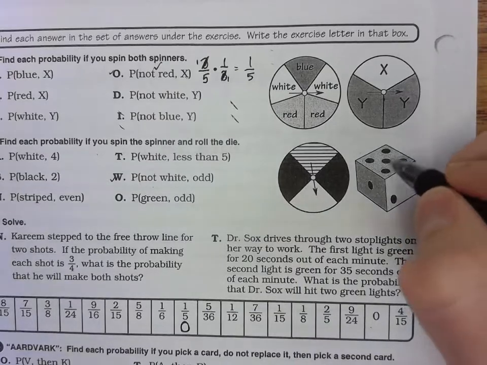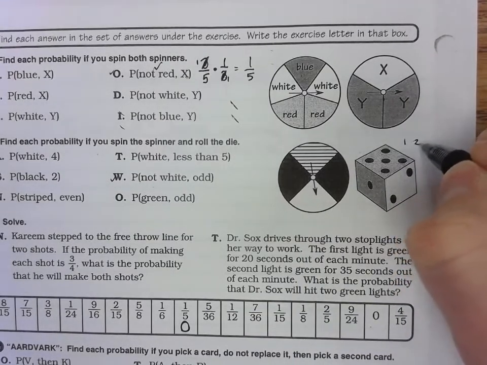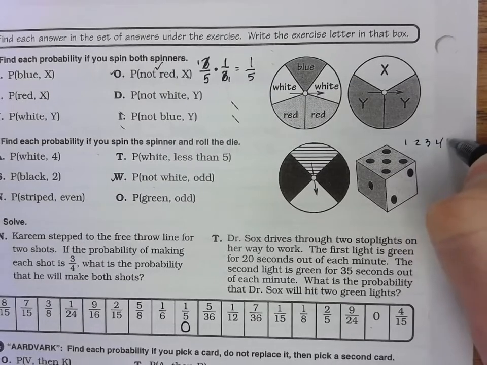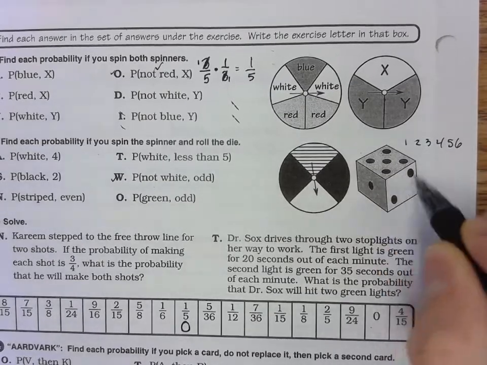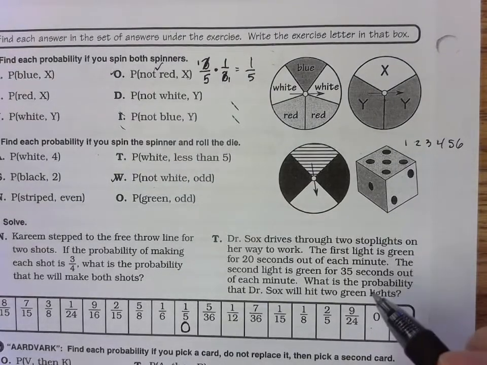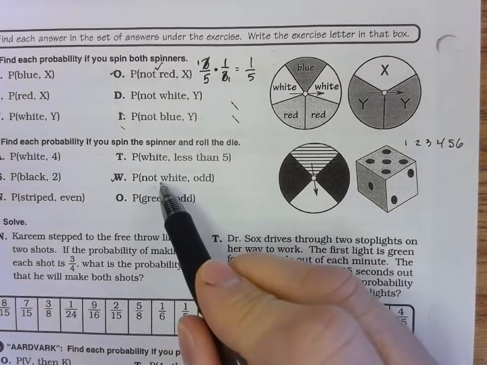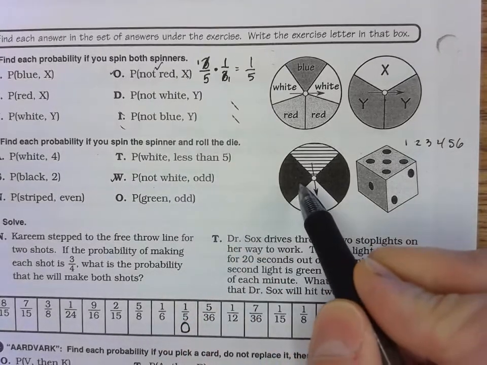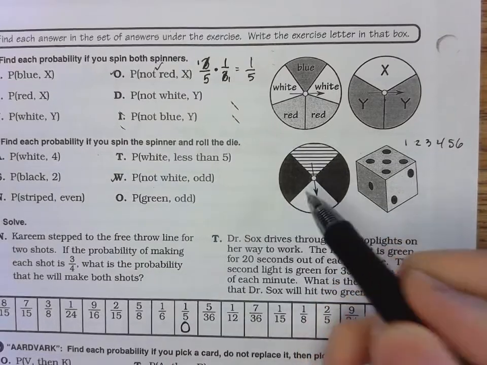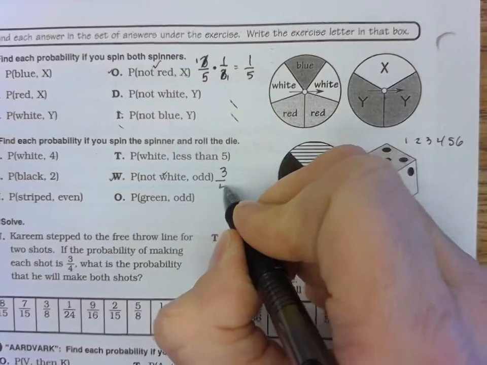Just remember, even though you can't see all the numbers, you know this has a 1, 2, 3, 4, 5, and 6 on it. Even though you can't see the other 3 sides, it is a 6-sided die, or number cube, with 1 through 6 on it. This one asks, what's the probability of not white? Not white would be 1, 2, 3 out of the 4. So that would be 3/4.